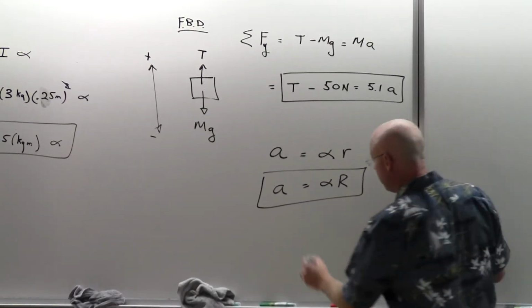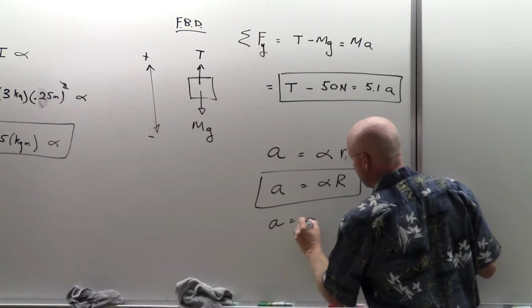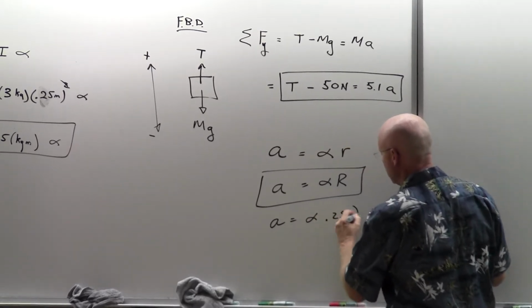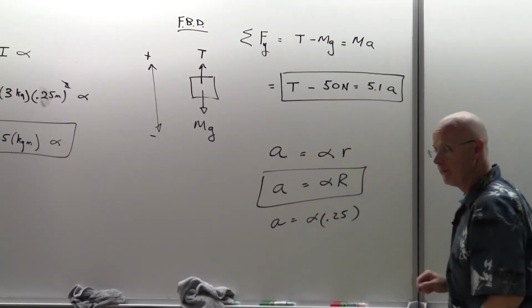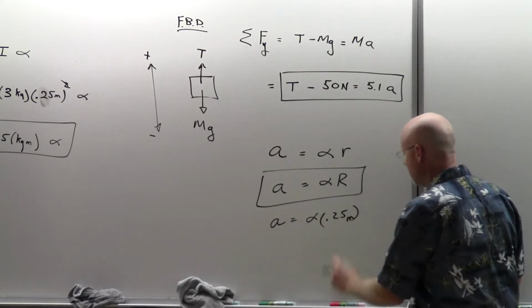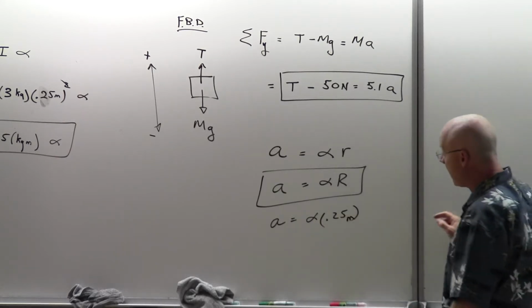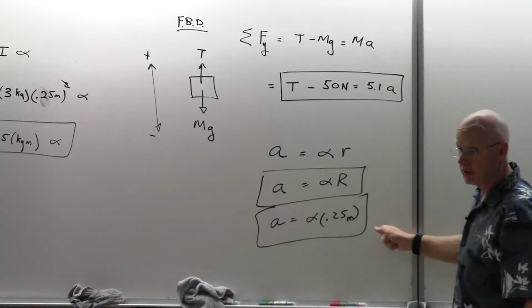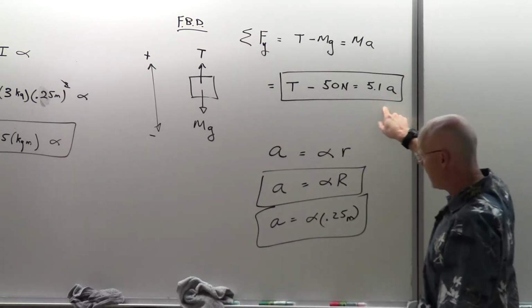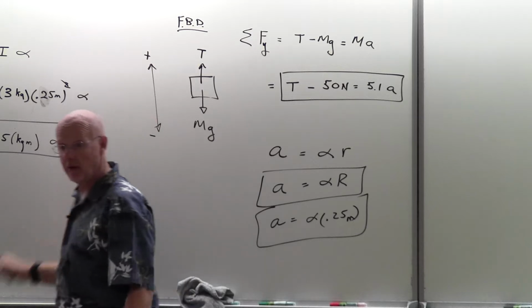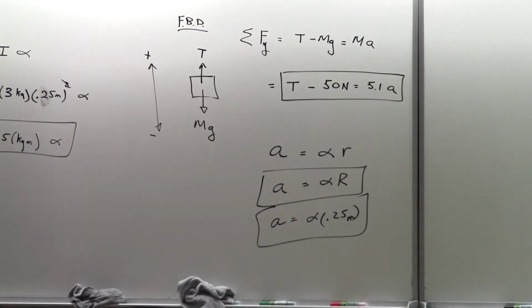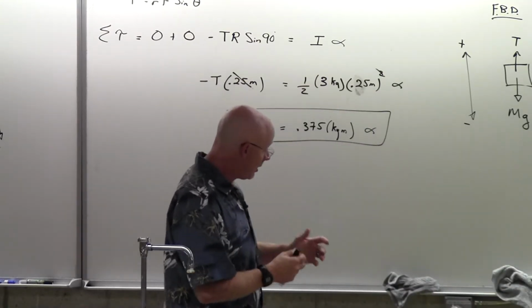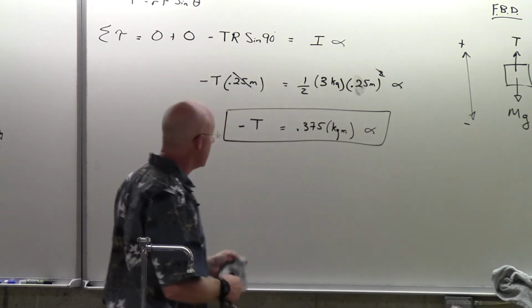And so this is the connection between alpha and R. In fact, I should put in the number here. So A equals alpha times 0.25. And maybe I'll put my units in there. But now, that's my third equation. So I got that one, and that one. And so now I can begin to solve this equation.